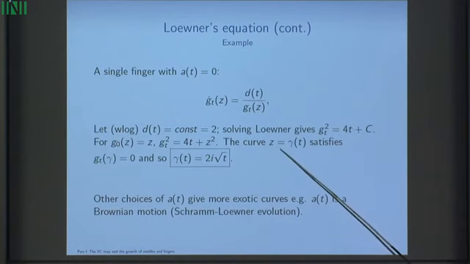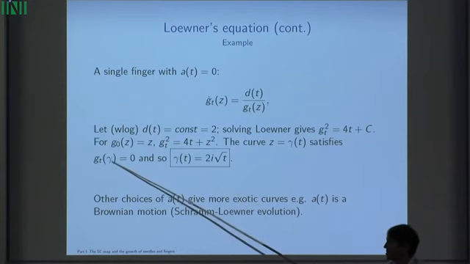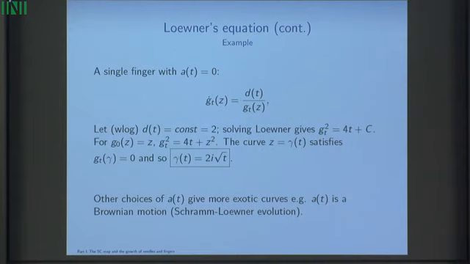And the tip of the curve, z equals gamma, satisfies g of t is equal to 0. The tip maps to the real axis. In this case, it maps to A of t, which we chose to be the origin. And so putting that particular expression into here, we arrive at gamma of t is 2i root t. So it's just a vertical finger growing vertically in the pure imaginary direction, of course, with this particular dependence of velocity on time.